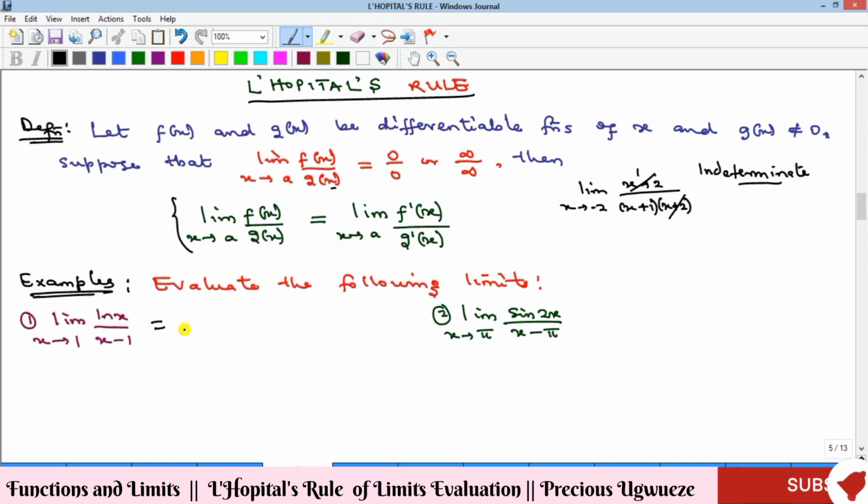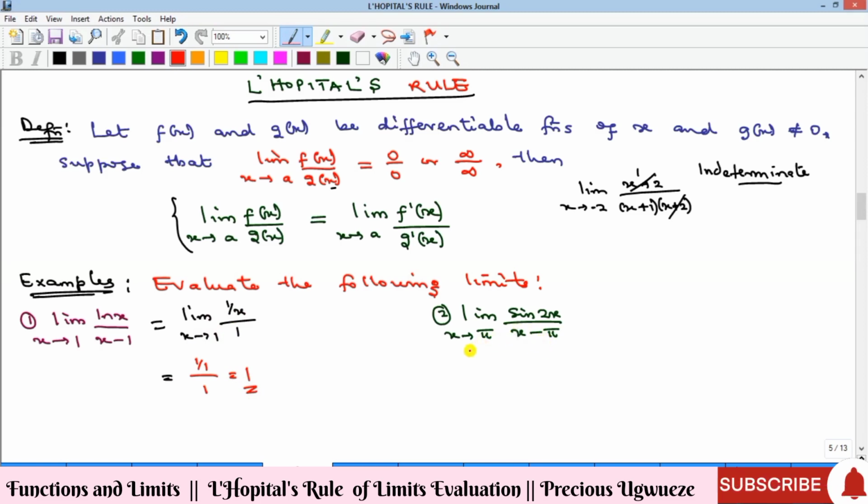Okay, so that means we need to differentiate. And so if we differentiate ln x here, we are going to get 1 all over x, and then over, if you differentiate this, you will get 1, as x goes to 1. So at this point, we can do a direct substitution, and if you do that, this will be 1 all over 1, and then everything is over 1, and this is going to give you 1 as your solution.